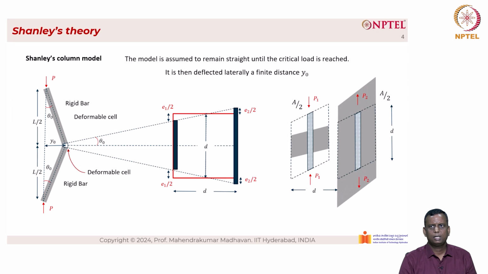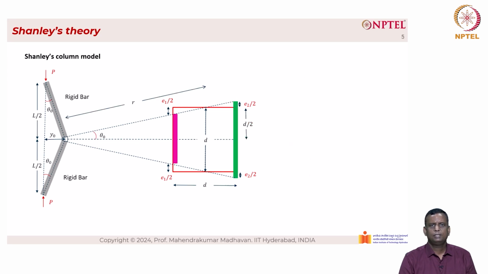It is again pictorially represented. On one side, axial compression is taking place, and on the other side, tensile forces are acting. The axial compression is P1, the axial tension is P2, and the distance between the two is D, and the area is split into two halves, A by 2 on one side and A by 2 on the other side. The distance from the center of the cell to the center of the deformed shape is given as R. R is the radius of curvature. The external moment M external is equal to P into Y0.